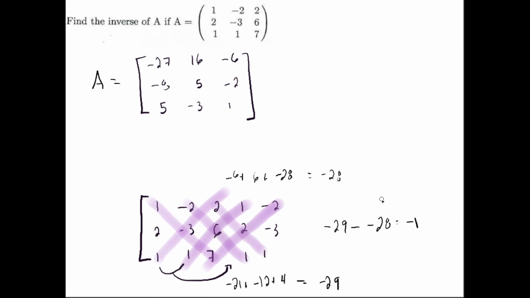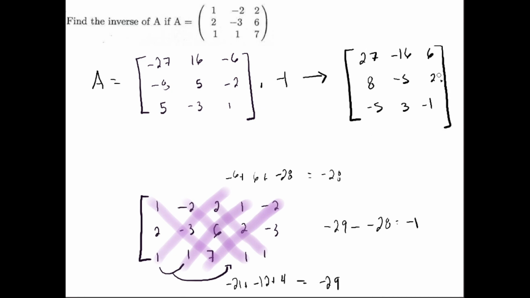So I'm going to multiply my adjugate times 1 over negative 1, which is negative 1. And what I get is negative 27 times negative 1 is 27. Negative 16, everything's just going to be changing signs. 6, 8, negative 5, 2, negative 5, 3, and negative 1. So this is my inverse.